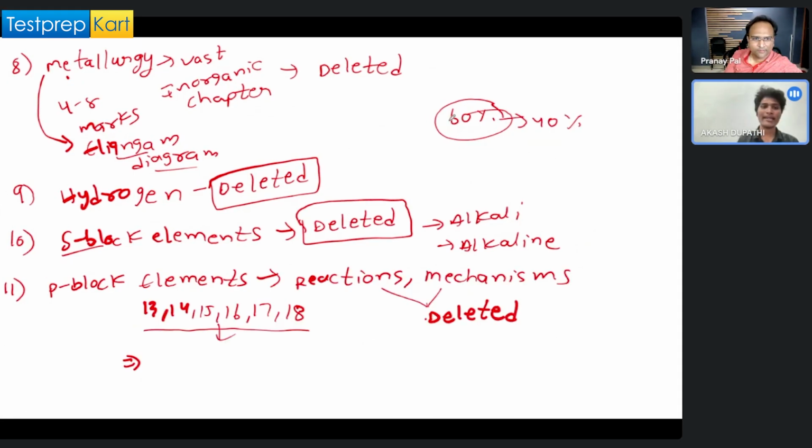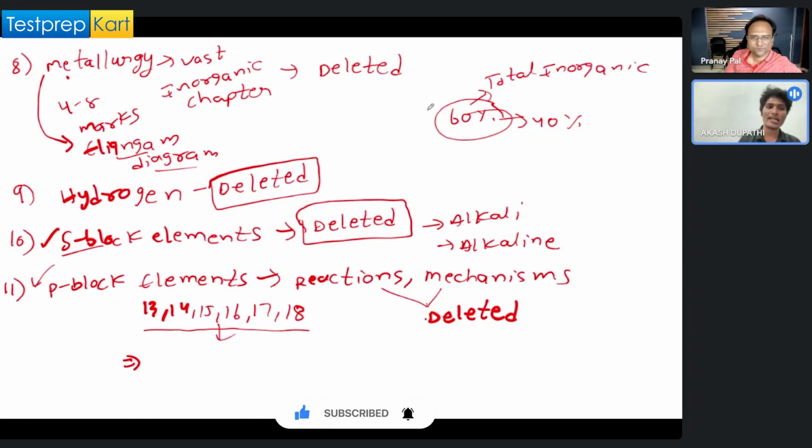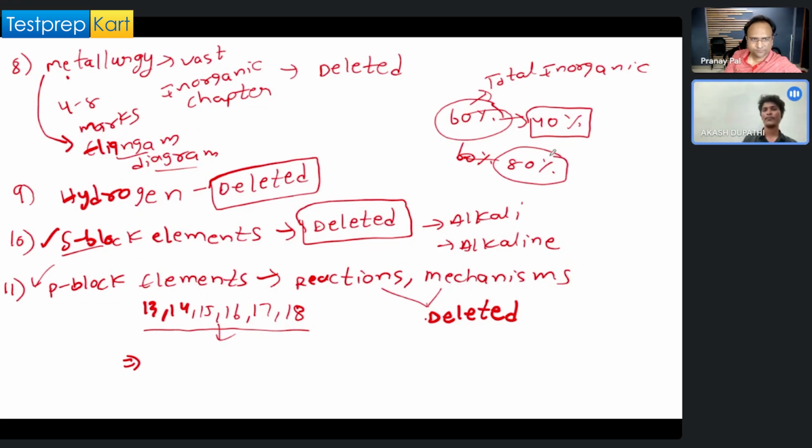Basically the entire inorganic portion, that is S block and P block, these 2 portions, the 11th portion which I mentioned here, is entirely 60% of total inorganic. Correct. And up to 40% has been deleted this time from these 60%. Right. So the remaining topics will get high weightage. Yes, you can expect the remaining portion, up to 80%, to have high weightage this time.